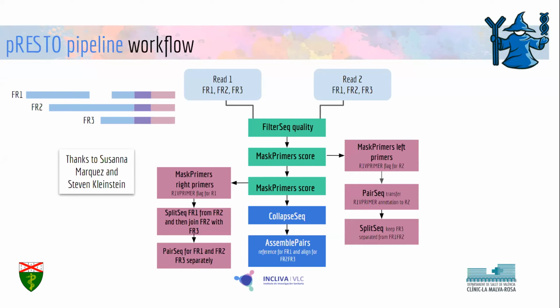And after collapsing the sequences, we use different strategies for the assembly. The first one is for amplicons like framework 1 that do not overlap between read 1 and read 2, so we need to do an assembly guided by a reference of the alleles. And in the other cases, we basically do an assembly of the pairs. And thanks to Susanna and Steve for this part.